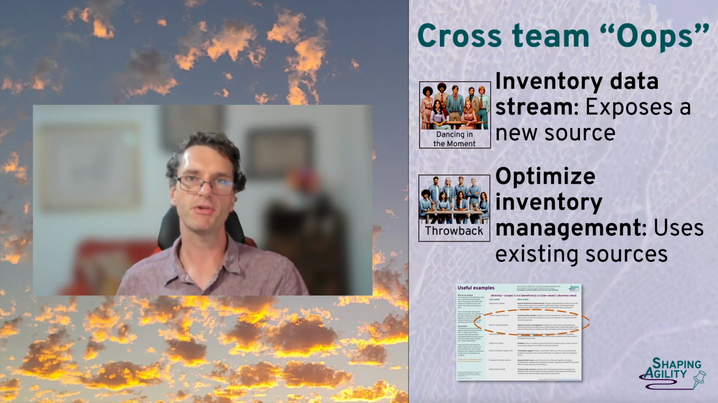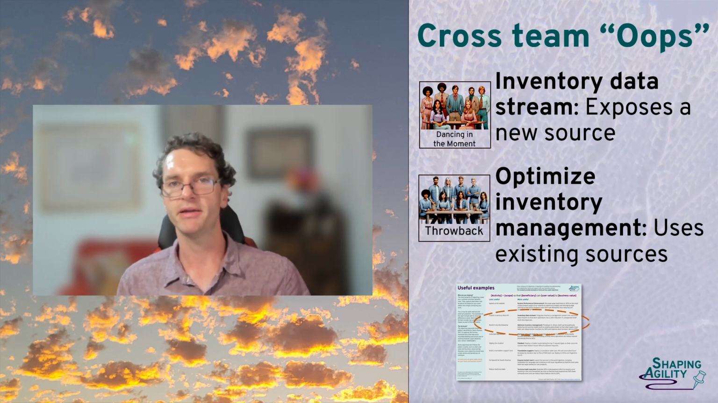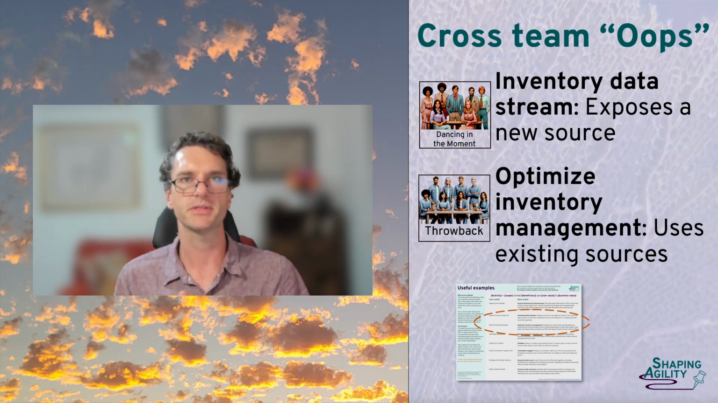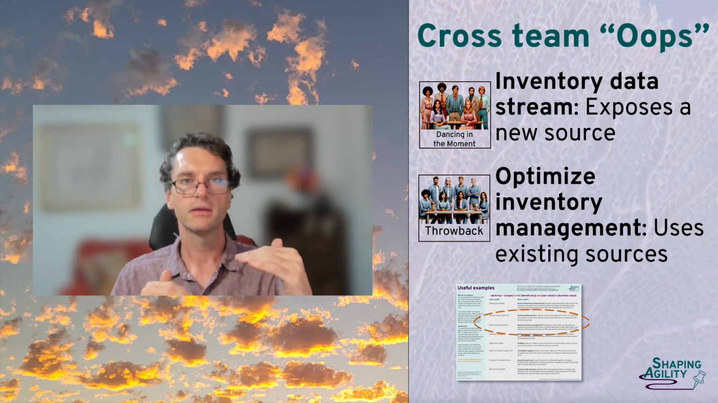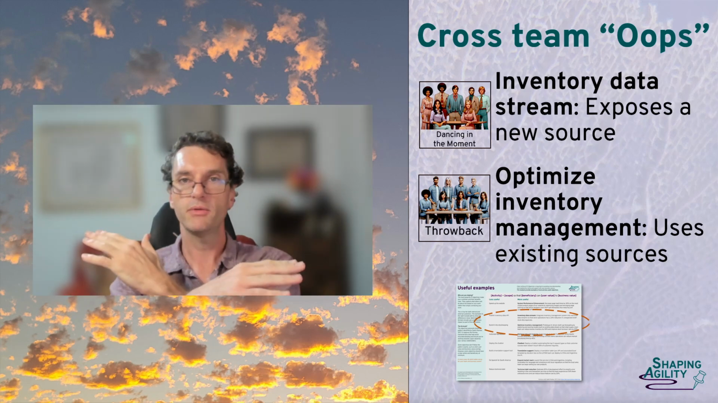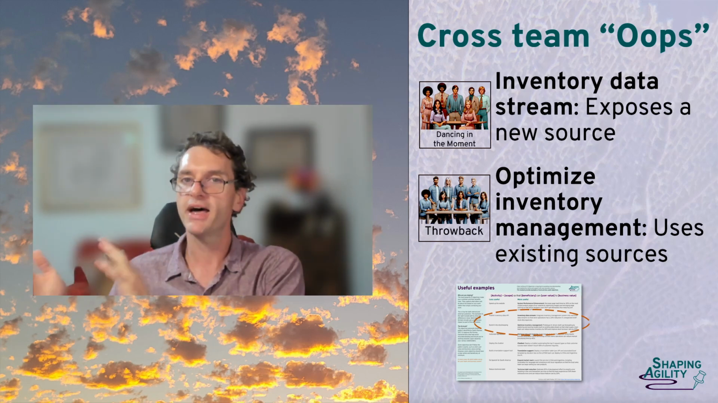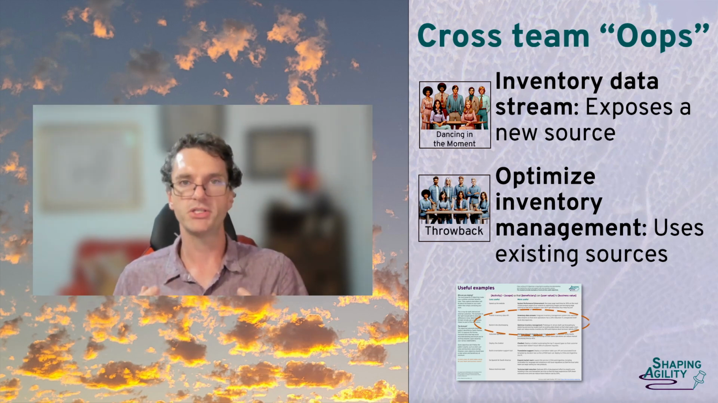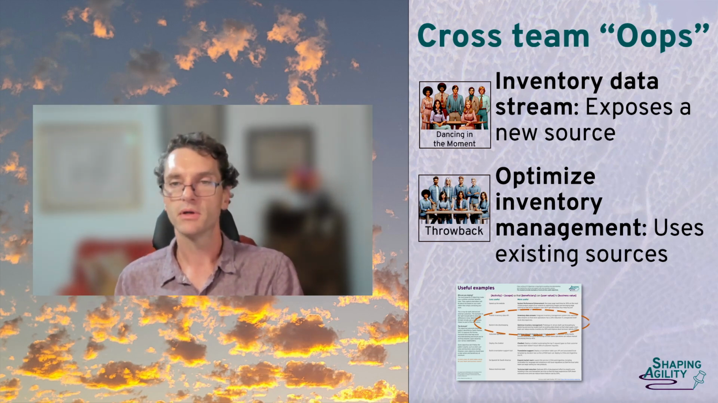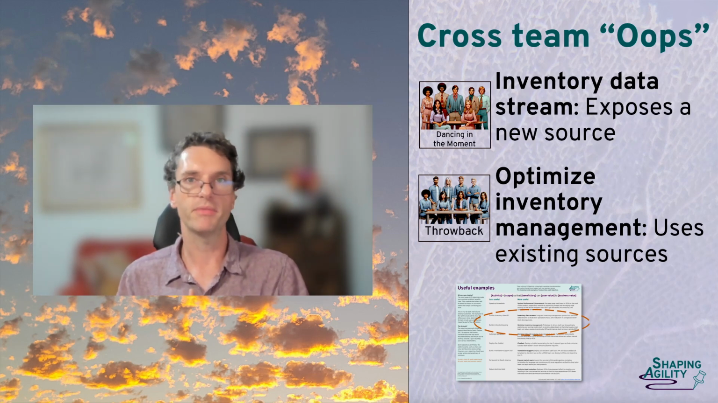Well, except Team Throwback was writing a PI objective that was optimizing inventory management by applying really cool new AI stuff using existing data sources. Now, if these teams weren't specific, they would have missed this. It would have gone right past. They're part of completely different value propositions. But Team Throwback's applying a lot of new energy and building a new model that is going to cost a bunch of time, money, and effort to create.